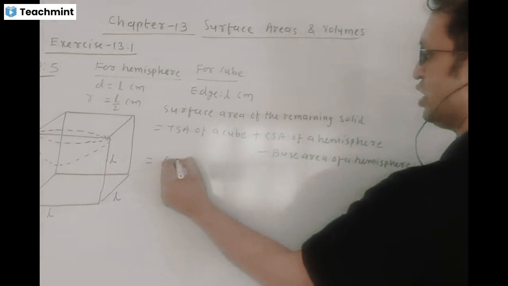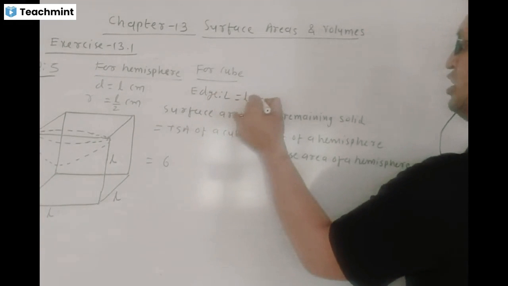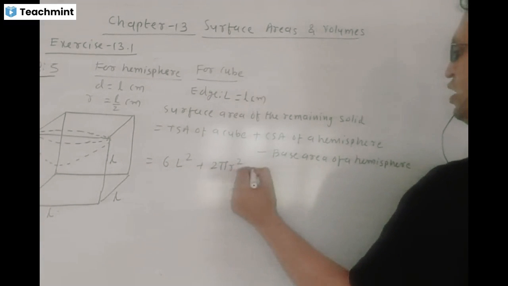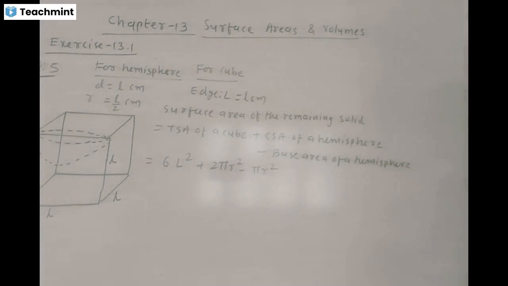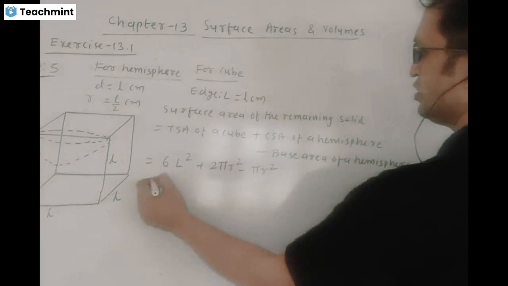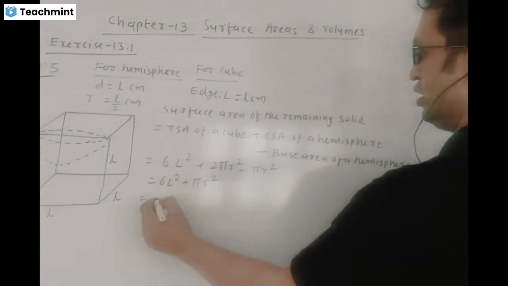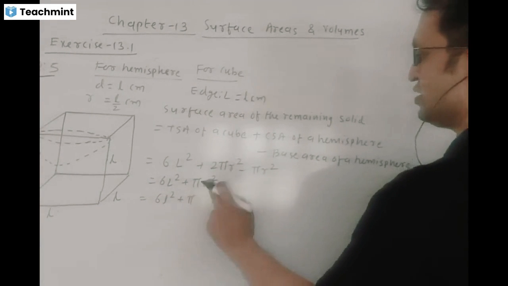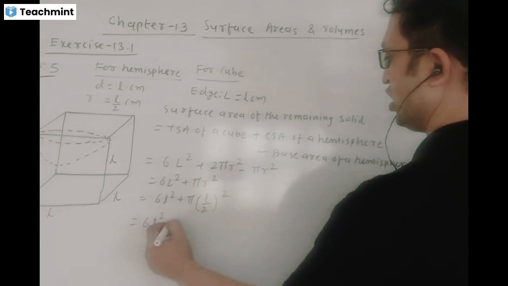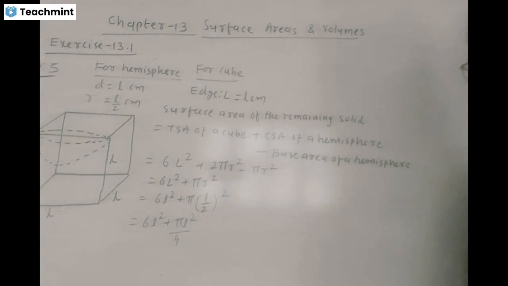So total surface area of a cube, where edge is capital L, that is equal to L centimeter, is 6L square, plus curved surface area of hemisphere that is 2 pi r square, minus base area of a hemisphere that is pi r square, that is a circle base area. So 6L square plus pi r square. Capital L is equal to L, 6L square plus pi as it is, r is equal to L by 2 whole square. 6L square plus pi L square by 4, L by 2 whole square that is L square by 4.